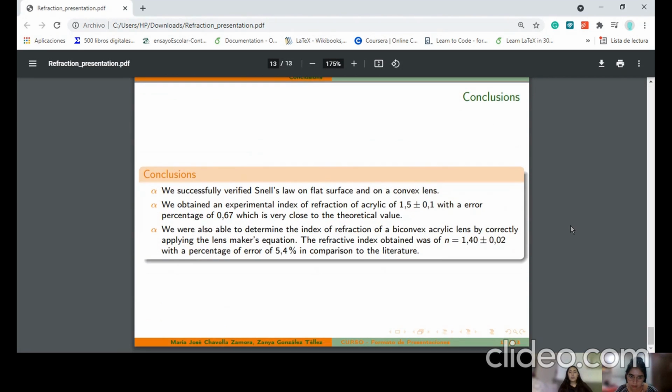To conclude, we believe that we successfully demonstrated Snell's law on a flat surface in experiment 1 by analyzing the incident and refracted angles and plotting the sine of the incident angle as a function of the sine of the transmitted angle, and therefore determining the index of refraction of acrylic. We obtained an experimental index of refraction compared to the literature with a very good percentage error, and we were also able to determine the index of refraction of the biconvex acrylic lens by correctly applying the lens maker equation, which only gave us an error percentage of 5.4%, which we believe is very good in both experiments. So we conclude that this experiment was a success.